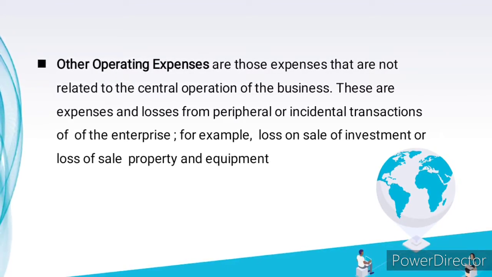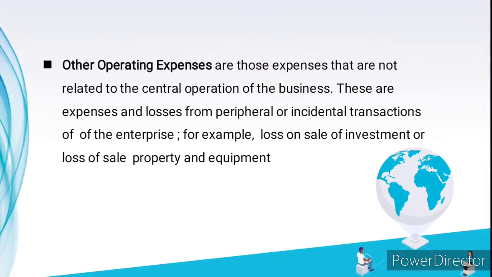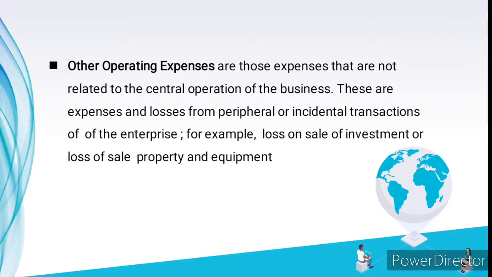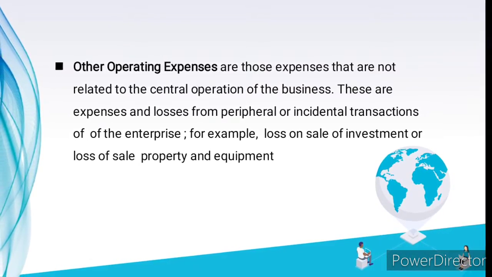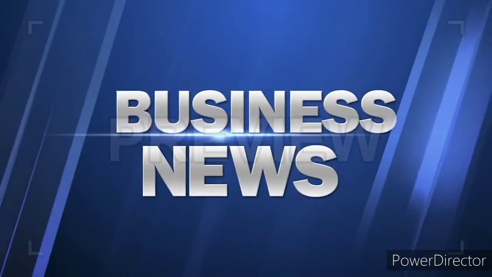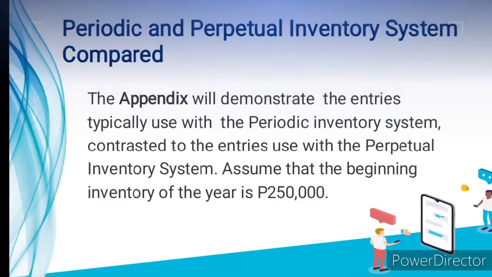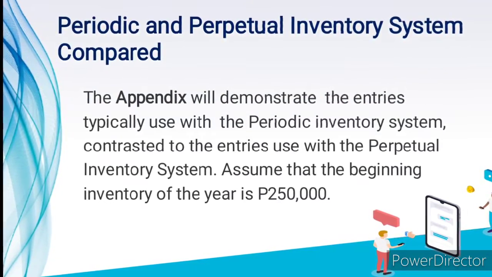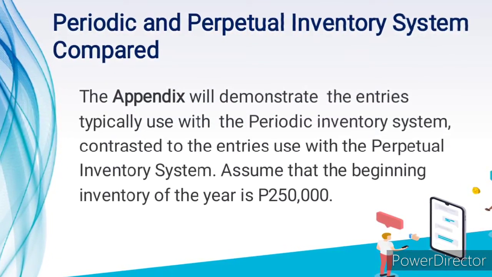These are expenses and losses from peripheral or incidental transactions of the enterprise. For example, loss in sales of investment or loss on sale of property and equipment. So our next lesson will be periodic and perpetual inventory system compared.